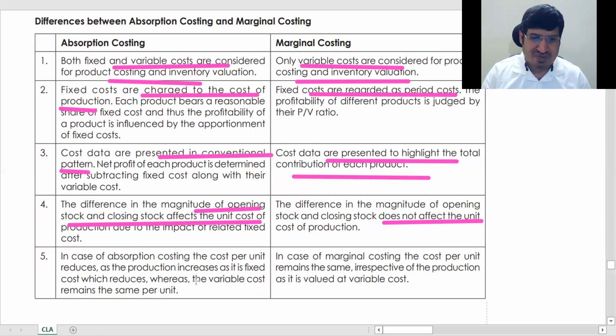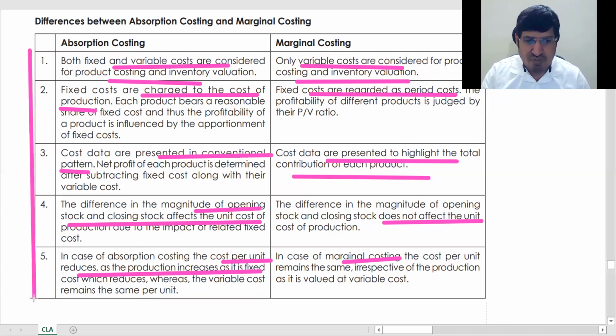ठीक है, the cost per unit reduces as production increases. ठीक है, तो इसमें marginal cost remains the same. So any of the, you don't go by this as such. Any 4 points, just remember based on the discussion we have had. Okay, and those 4 points you have to write. Okay, you have understood what I have explained to you.